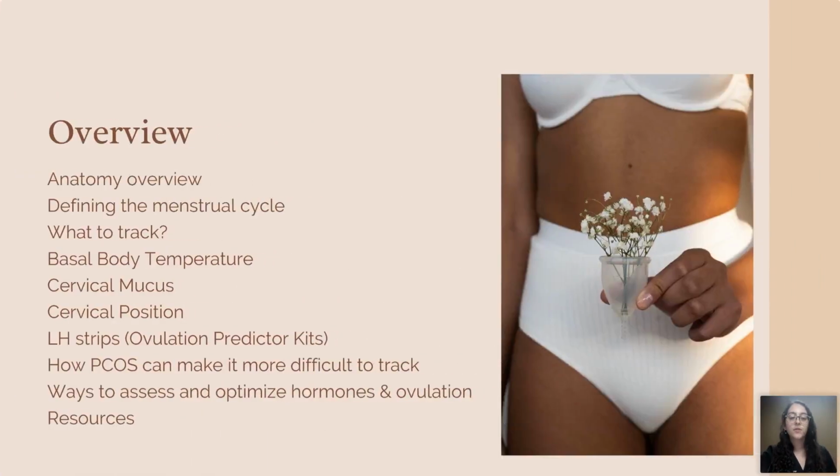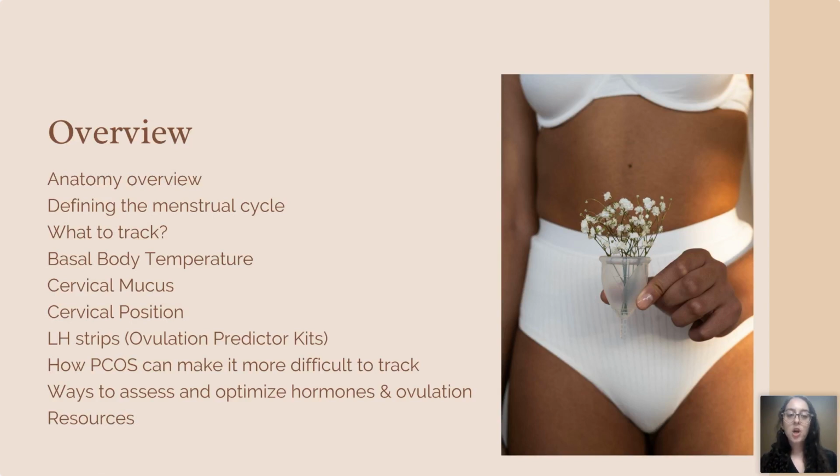All right, so an overview for today. We're going to touch on anatomy and just go over basic female reproductive tract anatomy so we can keep that in mind when I reference the ovaries later on. I will define the menstrual cycle. We will cover what to track. So that's going to be basal body temperature, cervical mucus, cervical position, and then I'll talk about LH strips.